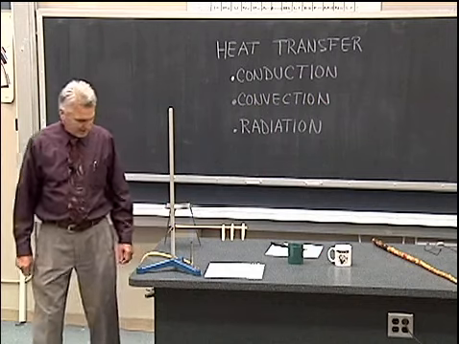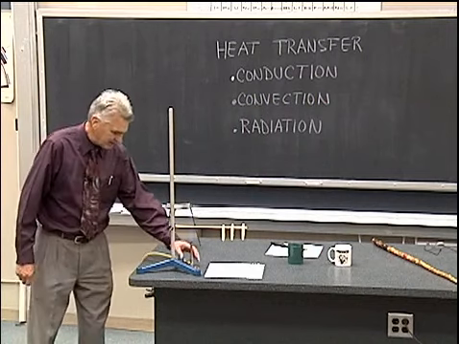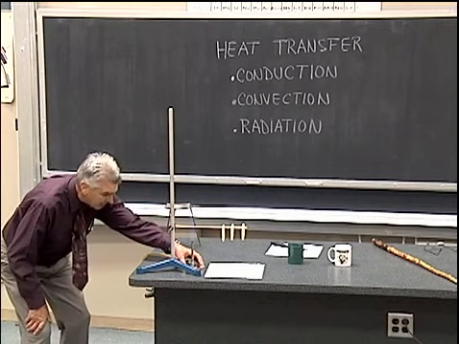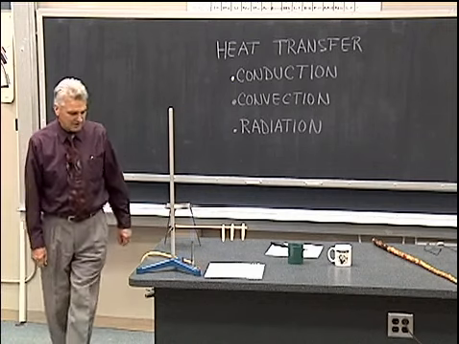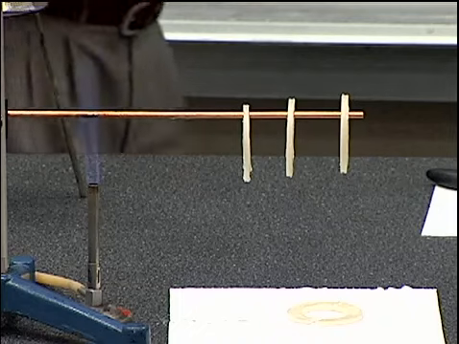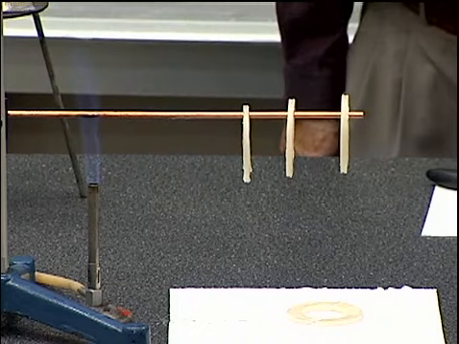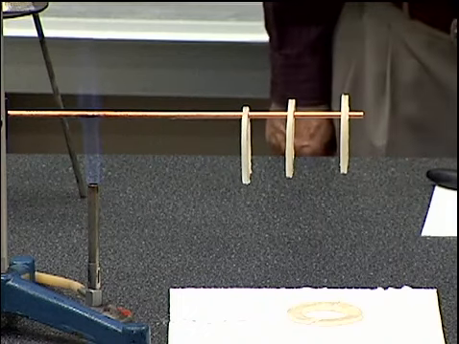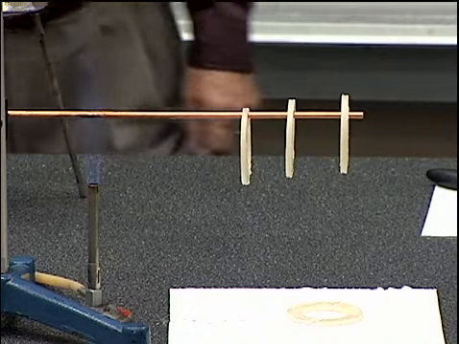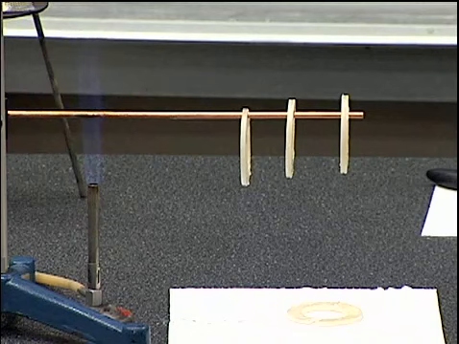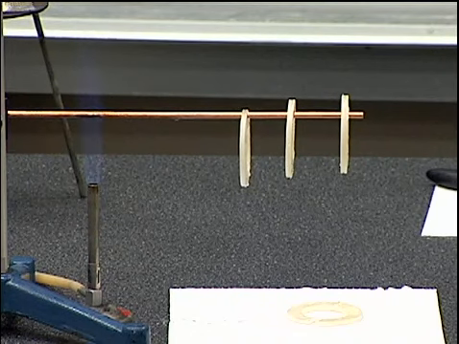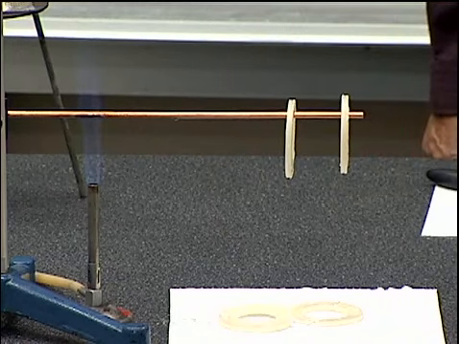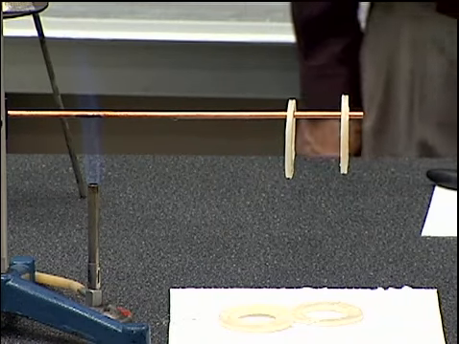Now, in the meantime, we have heat being conducted along this rod, and I may have bumped that just a little bit. So the heat's being conducted along the rod, and we've seen that first ring melt, and now we see the second ring getting ready to melt, and it's already melted just about all the way through, and is getting ready to drop. And now we see the second one drop.